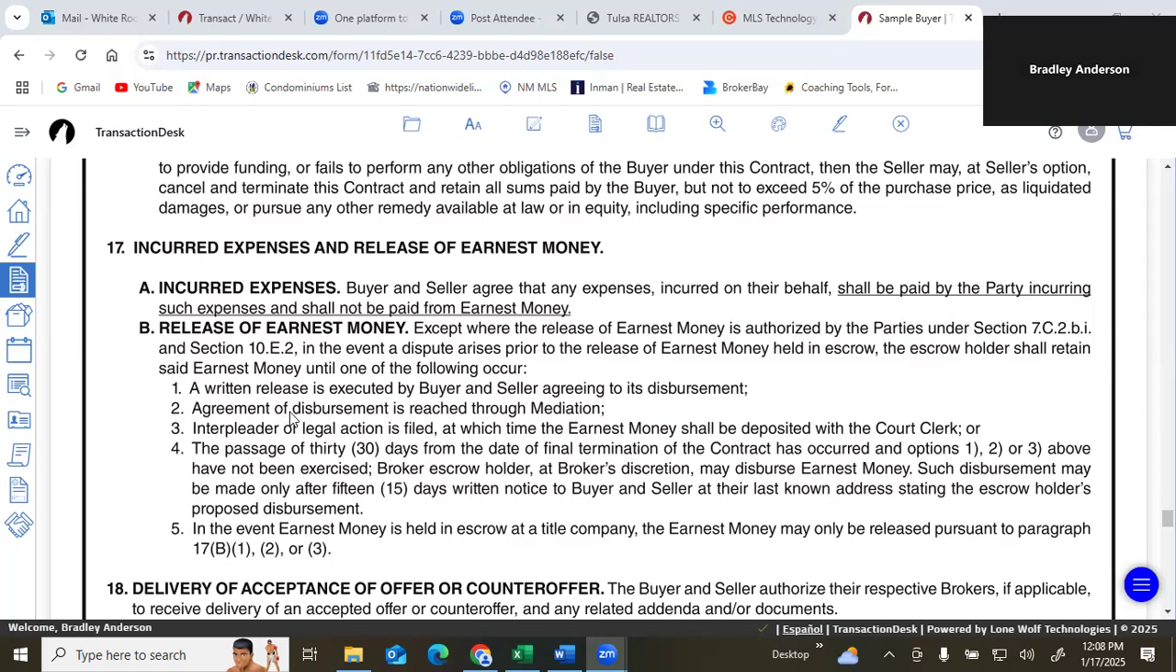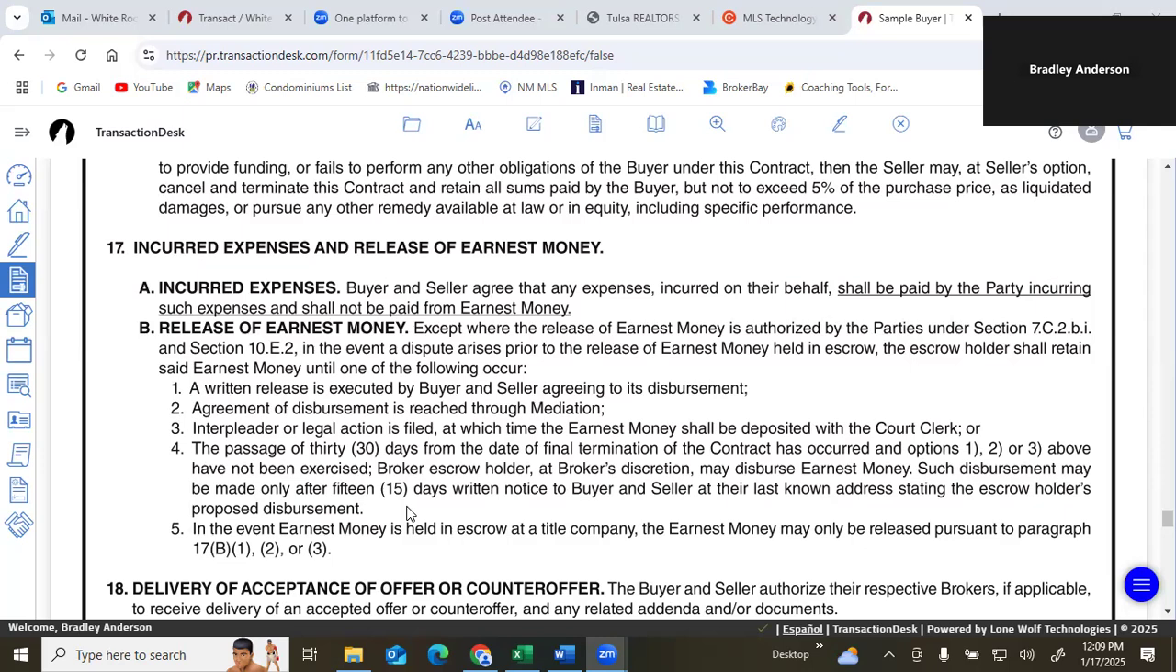Or agreement of disbursement is reached through mediation, or an interpleader or legal action is filed, at which time the earnest money shall be deposited with the court clerk, or the passage of 30 days from the date of final termination of the contract has occurred, and options 1, 2, or 3 above have not been exercised. Broker escrow holder, at broker's discretion, may disperse earnest money. Such disbursement may be made only after 15 days written notice to buyer and seller at their last known address stating the escrow holder's proposed disbursement.